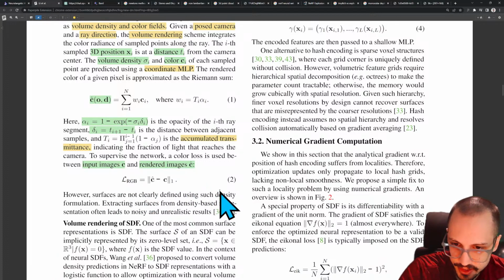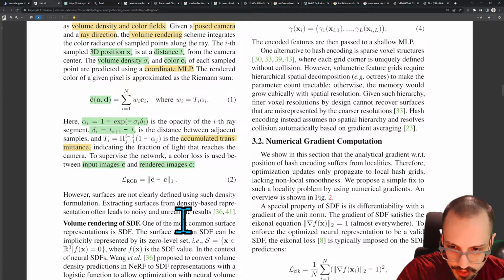Surfaces are not clearly defined using such a density formulation. Extracting surfaces from density-based representations often leads to noisy and unrealistic results.